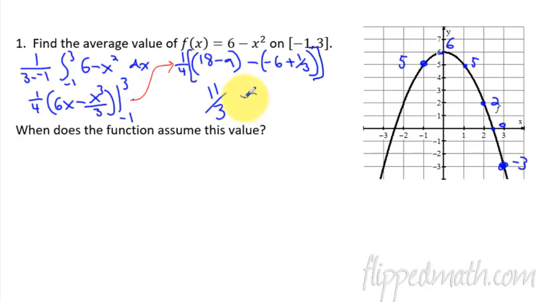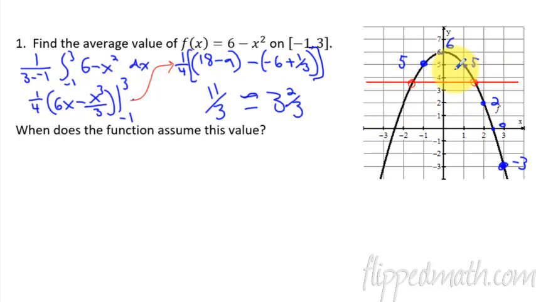That is the same thing as saying it's 3 2/3. So the average y value here is 3 2/3. Where in the world is that? Let's draw a line across this thing. 3 2/3 is about right there. So you can see it happens in two places. It happens here and it happens here. Those are the two places it happens.